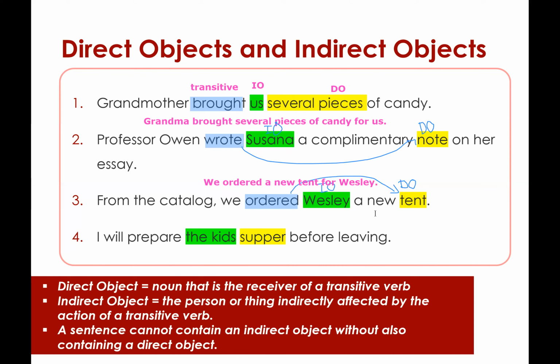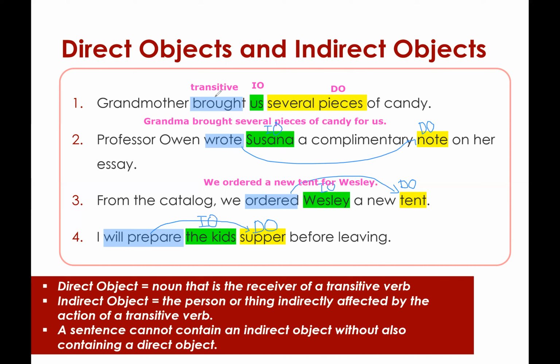Last but not least, I will prepare. So will prepare is our transitive verb. But what is being prepared? It's the supper. You don't prepare the kids. It kind of means that you're eating people. That is weird, right? So supper is your direct object. Prepare for whom? For the kids. That would be your indirect object.